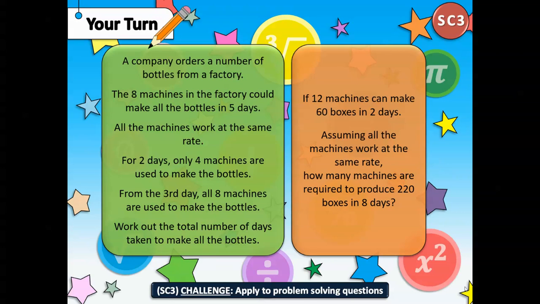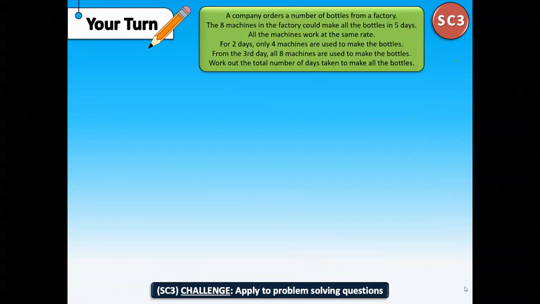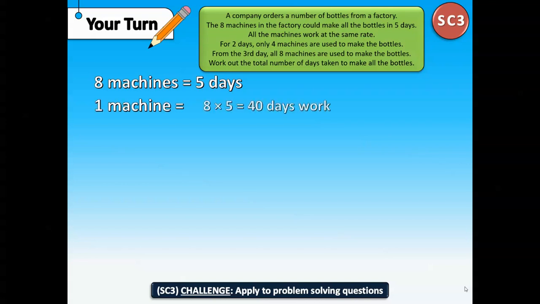Here are 2 questions for you to have a go at. Pause the video, and when you're ready to see what you should have done, press play. Here are your answers. So for the green question, we're told 8 machines take 5 days. So one machine would take 40 days.